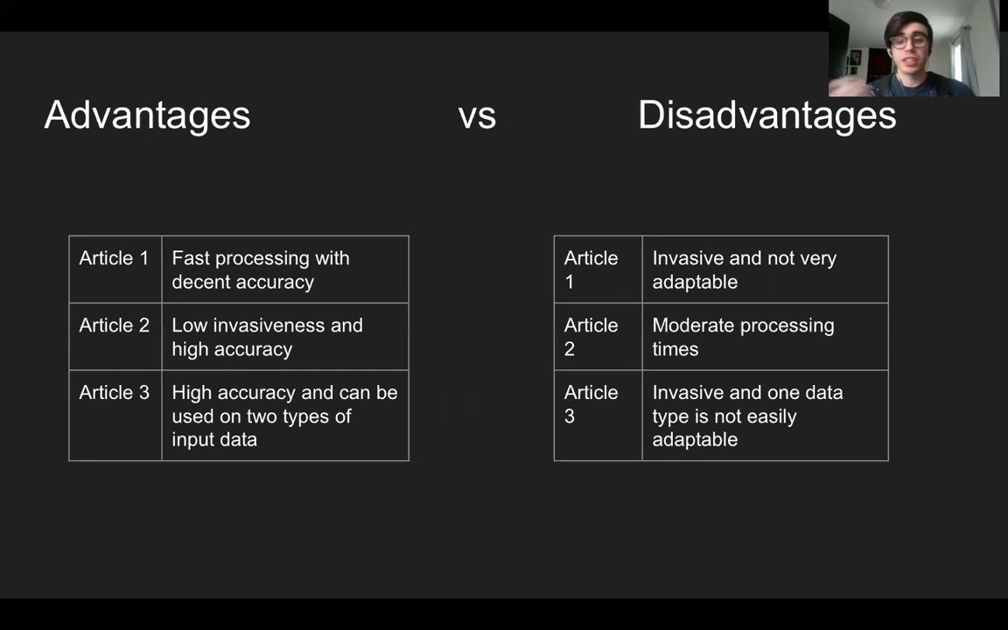So advantages and disadvantages, just being comprehensive here. Article 1, fast processing and decent accuracy, however invasive and not very adaptable. Same with the last article. Uses two types of input data, and while boasting high accuracy, it is incredibly invasive, and one data type is not easily adaptable. Article 2 offers low invasiveness with high accuracy, but suffers the longest processing times out of all three of these schemes.